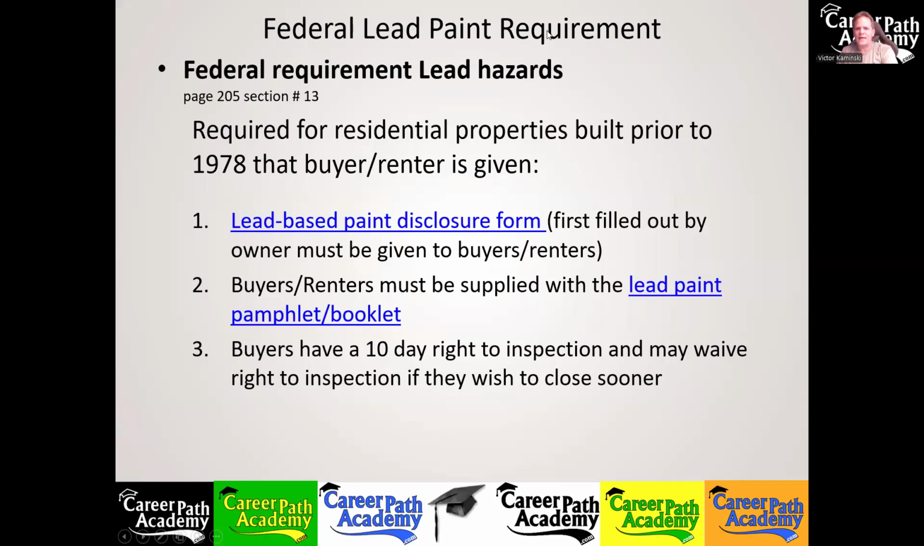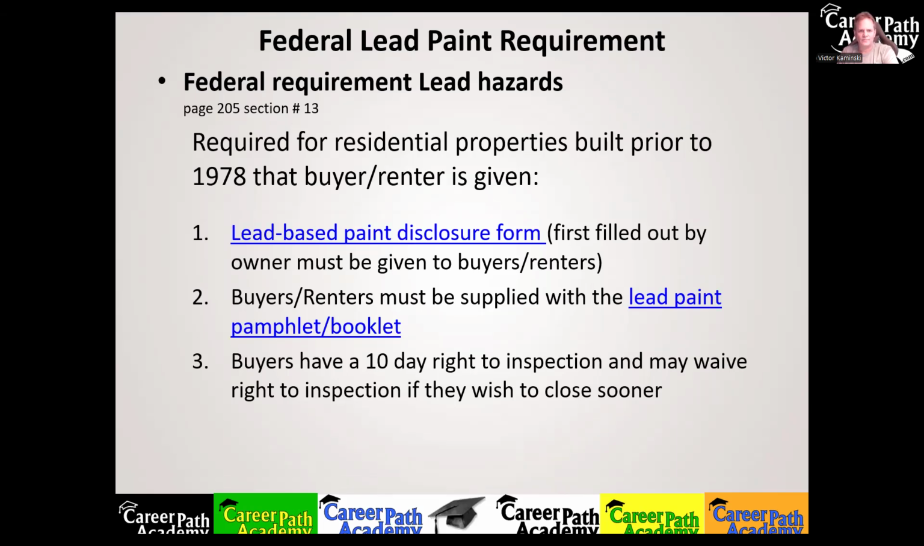So the federal lead paint requirement. Remember, when is the federal lead paint disclosure required? For a house that has been built in 1978 and before. It's for any property built prior to 1978. The federal lead paint disclosure statement must be used.